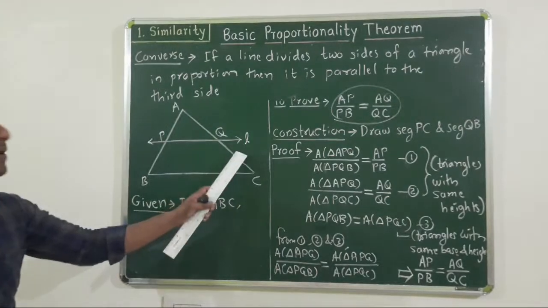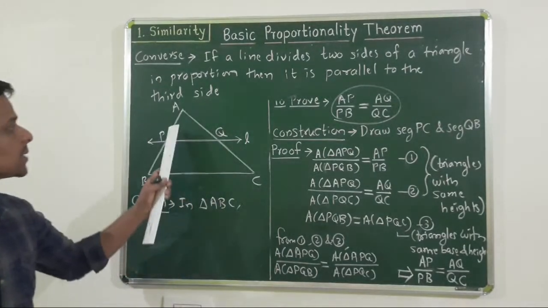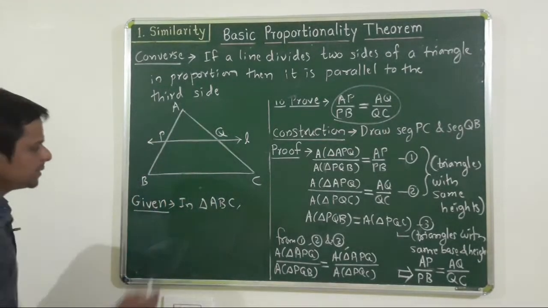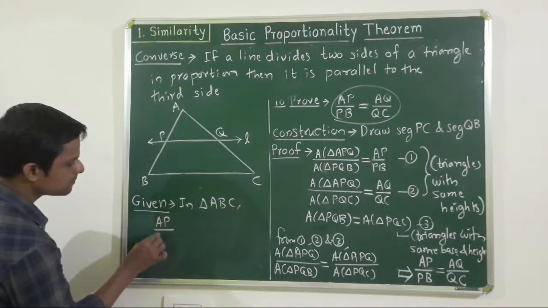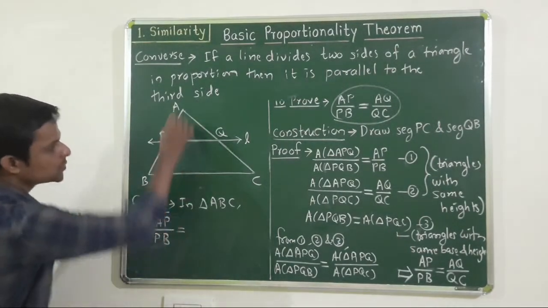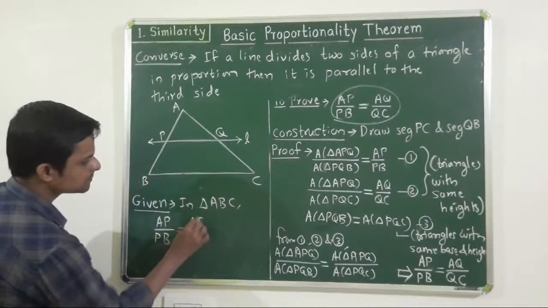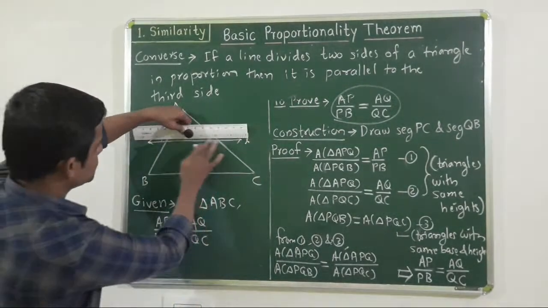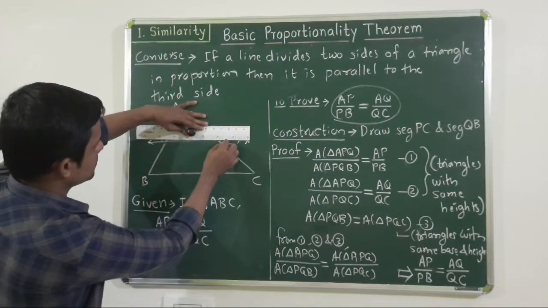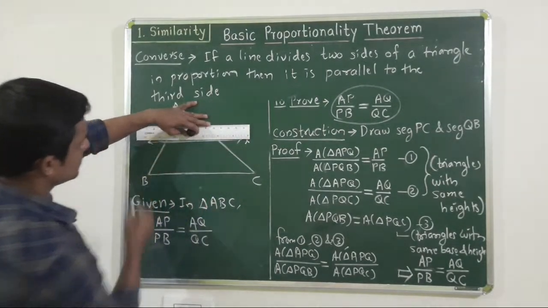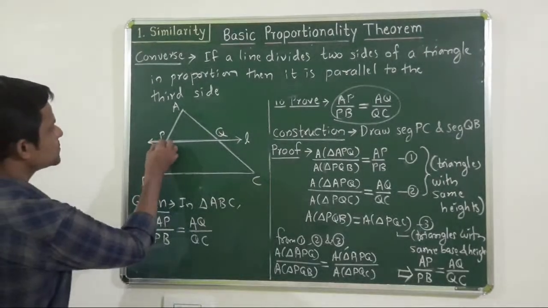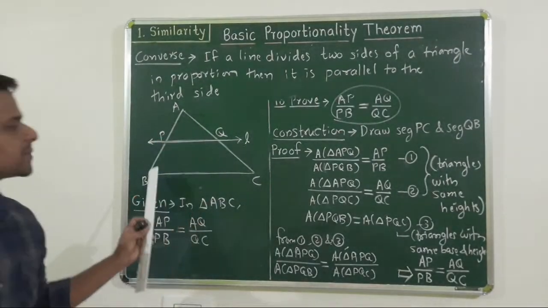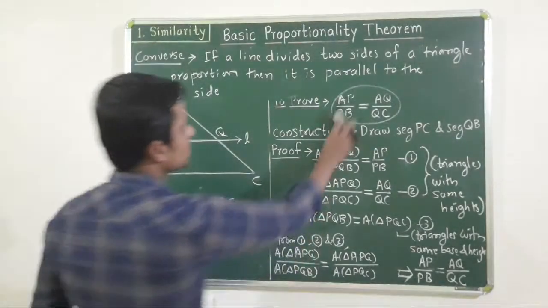A line divides two sides of a triangle in proportion, that is AP upon PB is equal to AQ upon QC. This is given, and what is to prove? That line L is parallel to side BC.